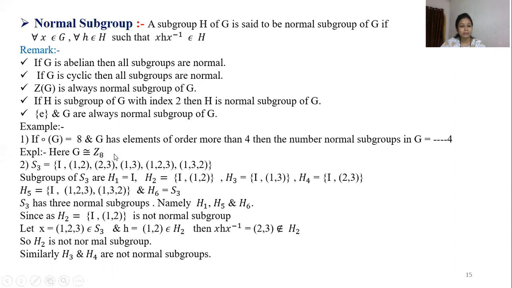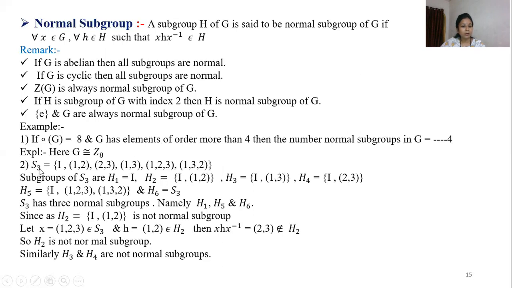What are the divisors of 8? 1 is a divisor, 2 is a divisor, 4 is a divisor, 8 is a divisor. So there are a total of 4 divisors, which means this group has 4 subgroups. Z8 is abelian, therefore all its subgroups are normal, and Z8 has 4 subgroups, so all these 4 subgroups are normal subgroups of G. Consider another example, S3.